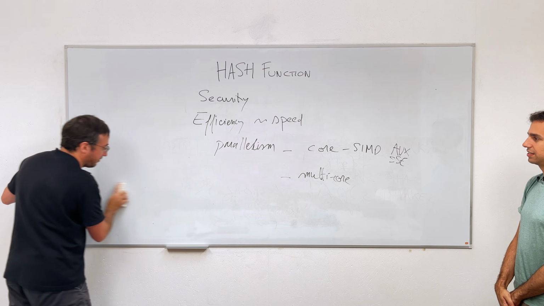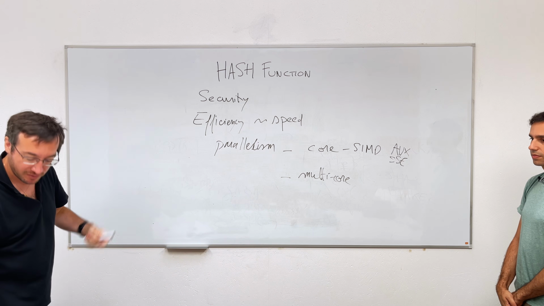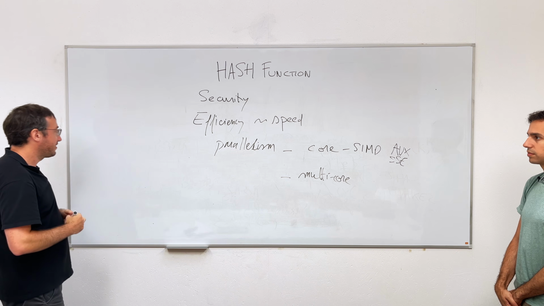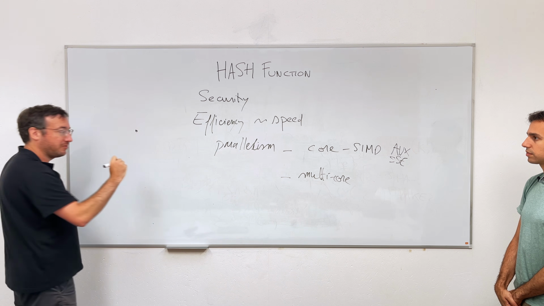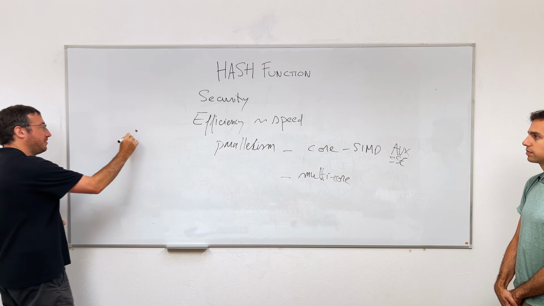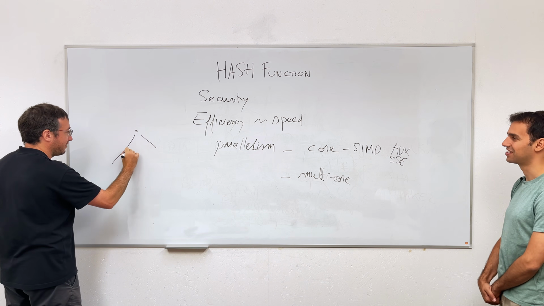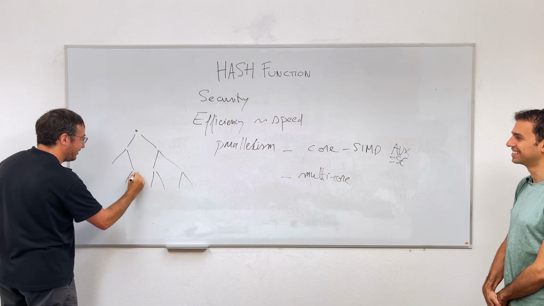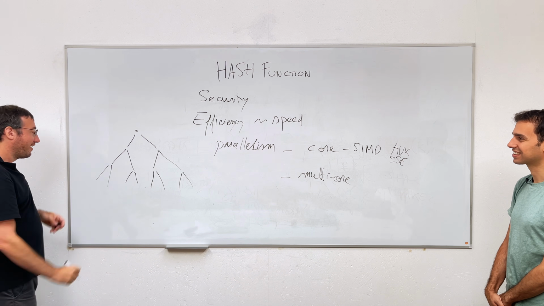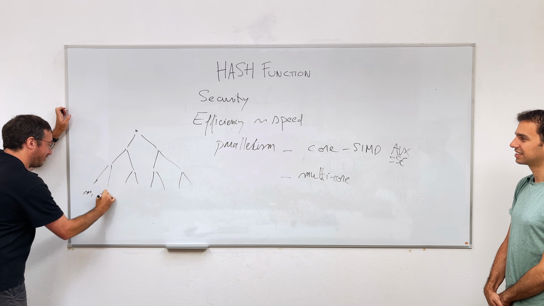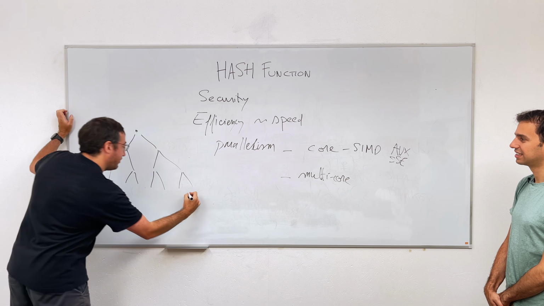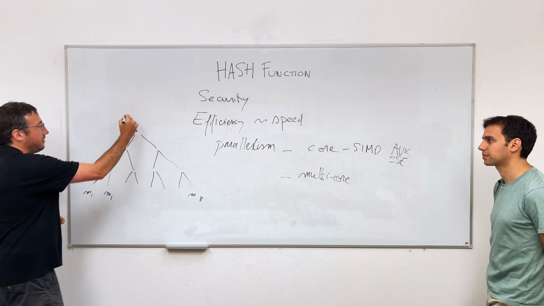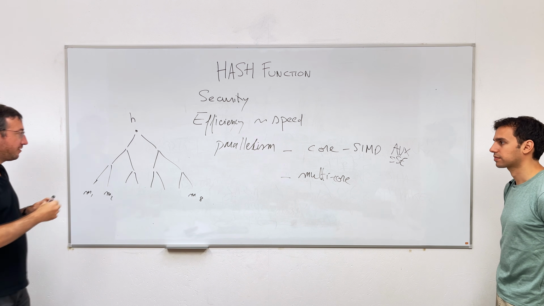The other way parallelism is employed, and which might be more familiar to the people from the ZK space, is using what we often do in computer science when we're stuck. We use a tree. Okay, I'm going to stop at this level because it grows exponentially. So here you have M1, M2, and so on, up to M8. And you end up having the hash here.